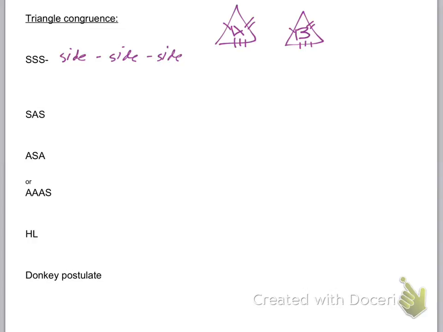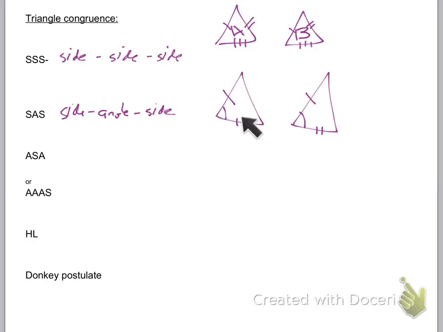The next one is SAS. What do you think that one is? Side, angle, side. Which means a side and a side, and an angle and another side. The only way this works is if the angle that you have that's congruent is between the two sides that you know are congruent. Okay?